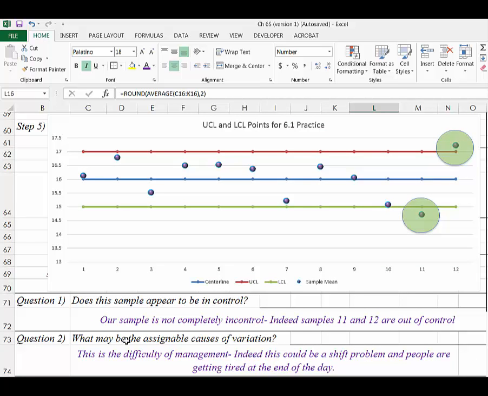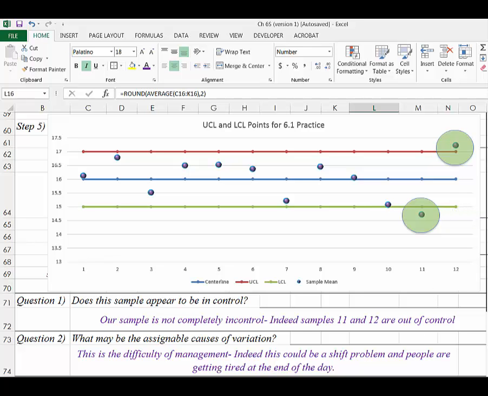And then what may be the assignable cause of variation? So we don't really know, but this is some of the difficulty in management, and I would suggest to you that when you see something like this in the workplace, you go to the shift and you watch what goes on, and you probably will have your answer by the time you leave. It may be that people are getting tired at the end of the day and making mistakes.